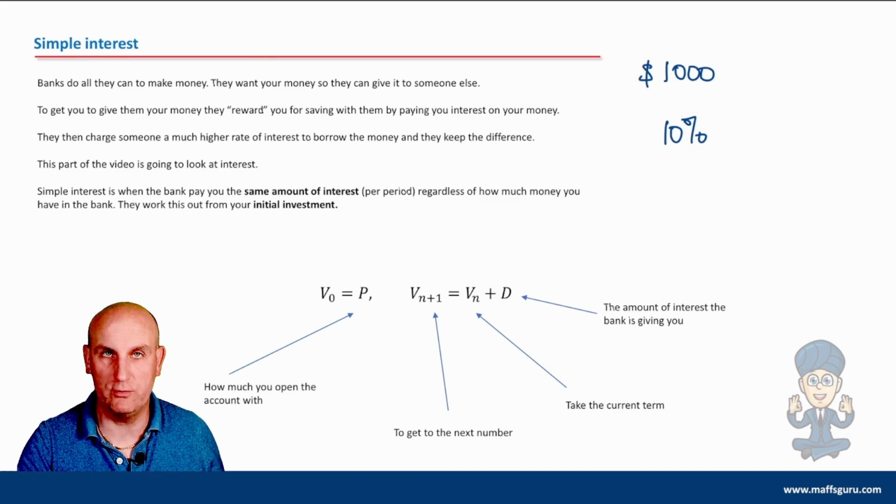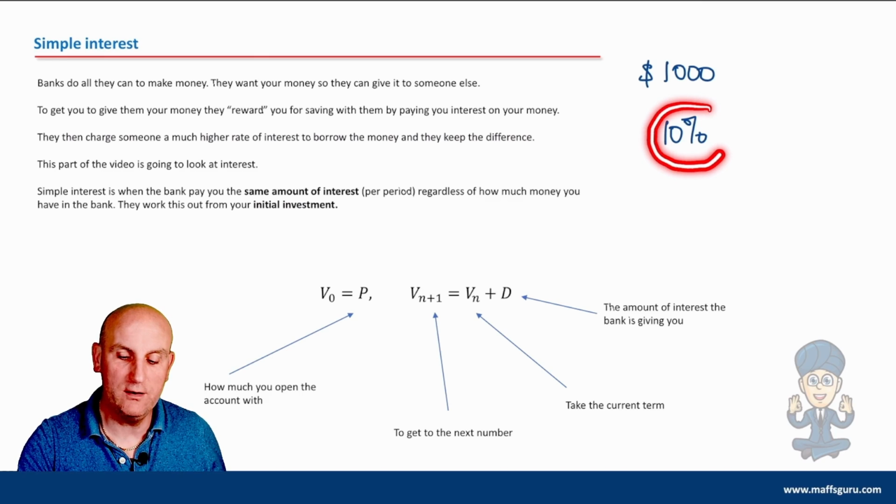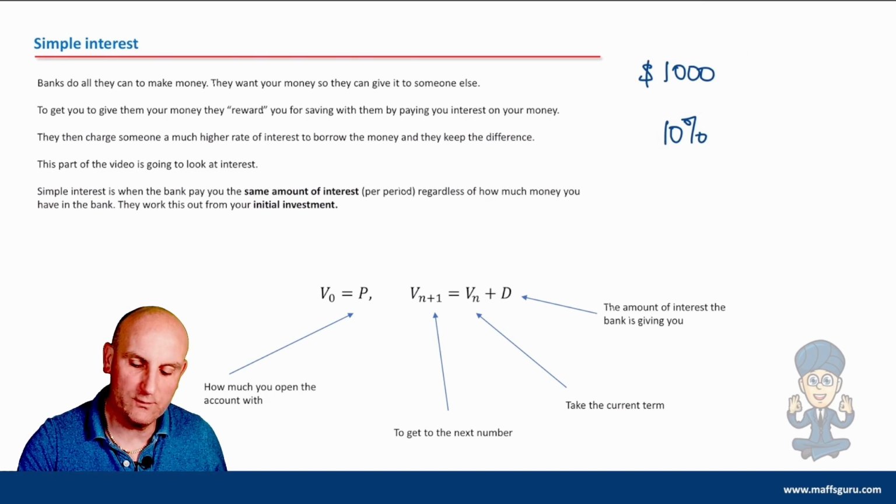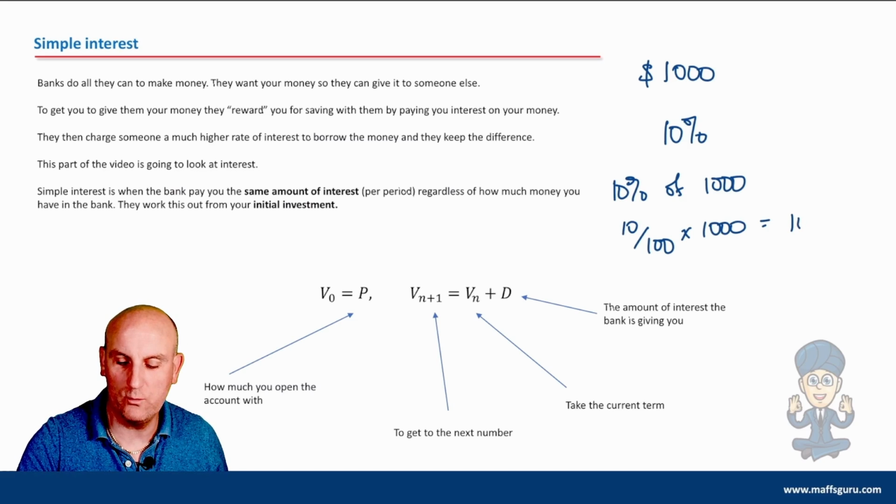That means every single year I will get 10% of what I started with. And that's the really important point here. It's all done on the percentage of what I started with. So if I wanted to work out what 10% of 1,000 is, that's 10 divided by 100 times 1,000, which gives me 100. So that would give me $100.